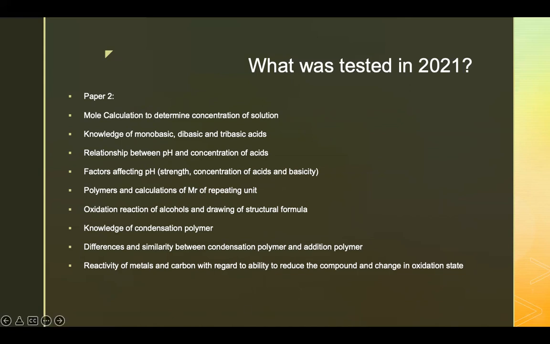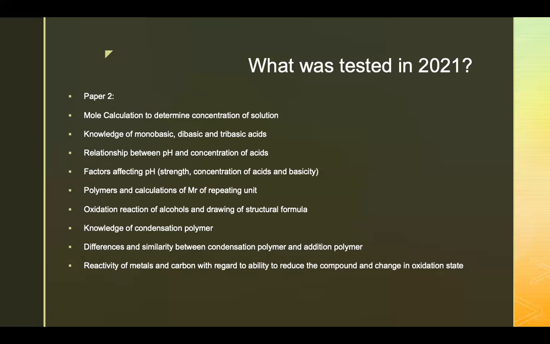All right. Now, students will also assess the factors affecting pH like strength, concentration of the acid and basicity. So these are the factors that affect pH. And the organic chemistry question focuses more on polymer that year with calculations of Mr of repeating unit. Both addition and condensation polymerization knowledge is required for this paper. And of course, there is a question regarding oxidation reaction of alcohol.